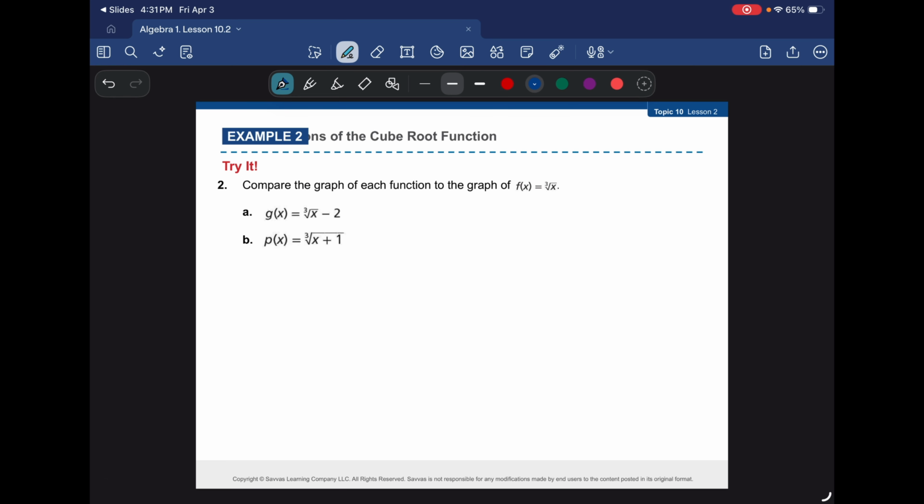All right, for example 2, triads, we're just going to use our arrows to describe what happens to the graph after the change. So for g of x, the change is happening outside the parentheses or happening to the output. So I know it's a vertical translation. We're going to shift the graph down 2 units. For p of x, the shift is happening inside the parentheses or the change is happening to the input. So I know it's horizontal, and that means I'm subtracting a constant, and in order to make it add 1, I have to subtract a negative 1, so that means I'm moving to the left 1 unit.